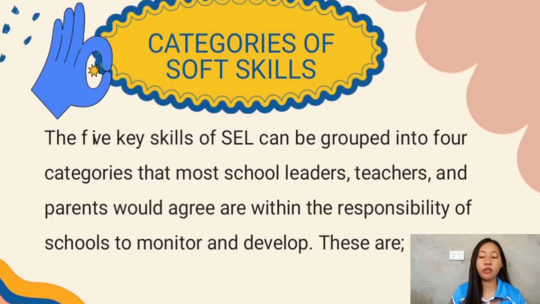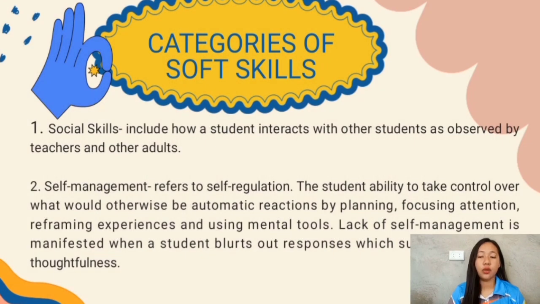Categories of soft skills. The 5K skills of SEL can be grouped into 4 categories that most school leaders, teachers, and parents would agree are within the responsibility of schools to monitor and develop. These are: first, we have social skills, which include how a student interacts with other students as observed by teachers and other adults. Social skills are the skills we use every day to interact and communicate with others. They include verbal and nonverbal communication. Example is sharing, listening, and effective communication.